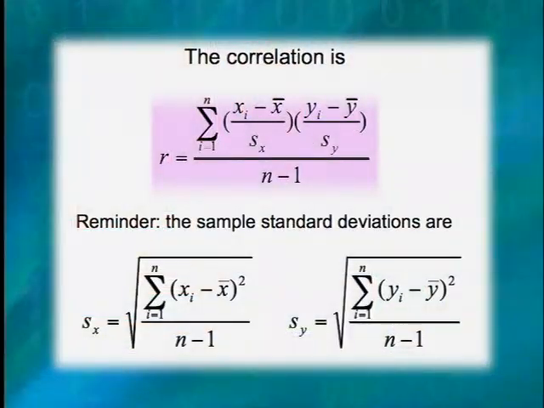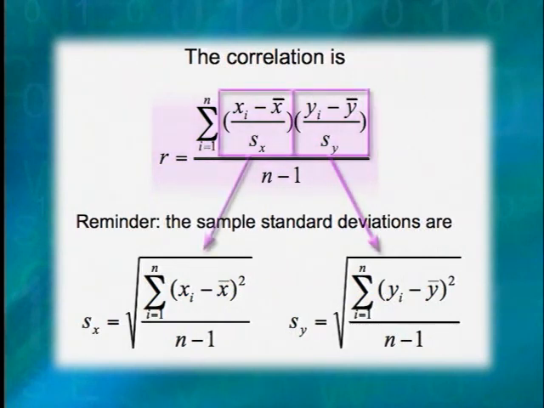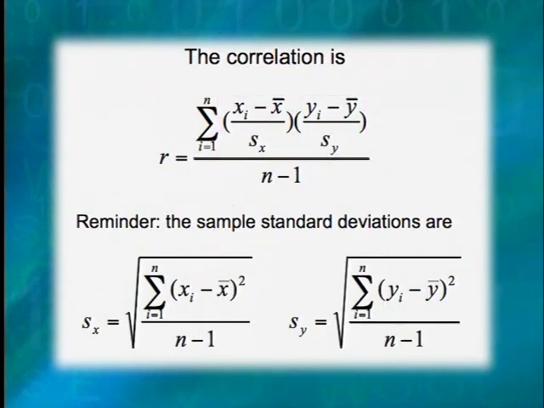And this is traditionally called r, and this is the technical definition in statistics of the word correlation. So this is the correlation of two data sets, x and y. And these down here are just reminders of the definition of the standard deviations for the two data sets.